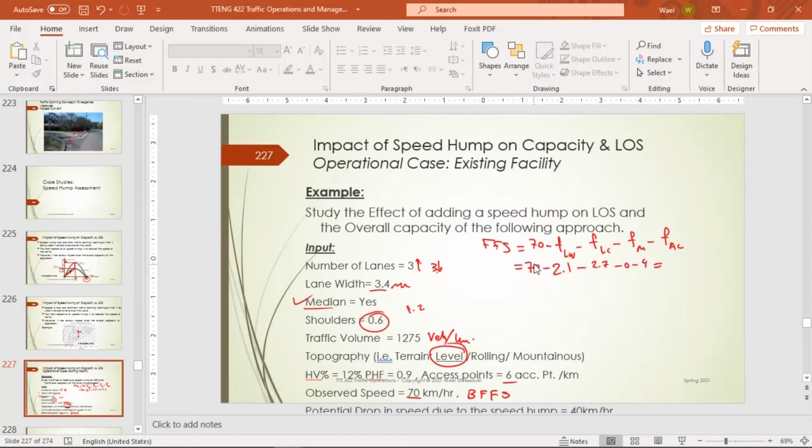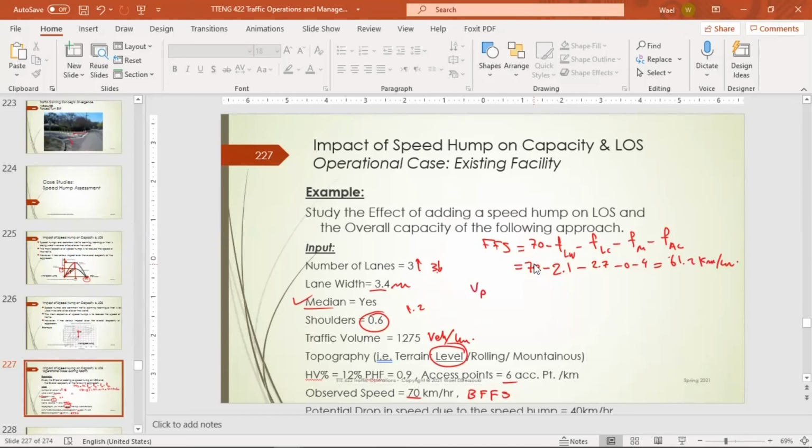So the free flow speed would be 61.2 kilometers per hour.